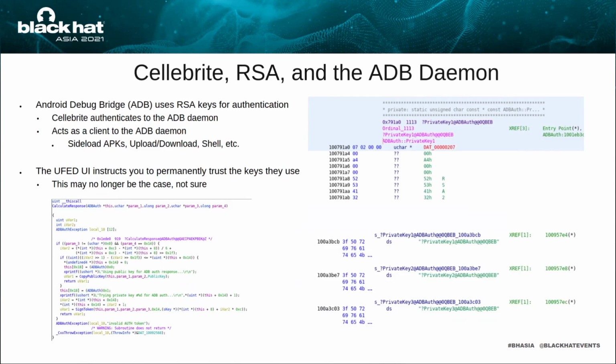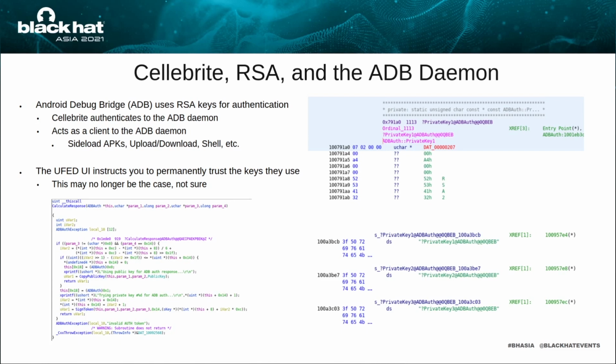One of the biggest issues I found relates to ADB. Some of the available extractions will rely on the Android Debug Bridge. Forensic tools will often use ADB to sideload their tools or download information from the target device. At least when I was working on this research, the Cellebrite devices instructed the user to permanently accept the RSA keys on the devices being extracted. That may or may not still be the case, I'm not sure. I found the private keys used for their ADB authentication were hard-coded within DLLs.